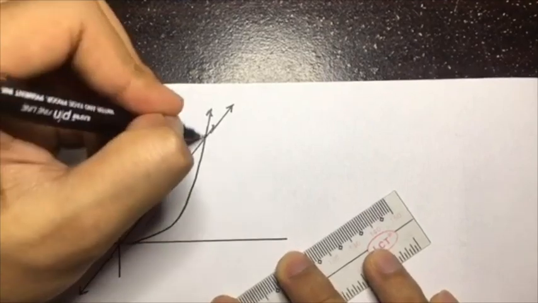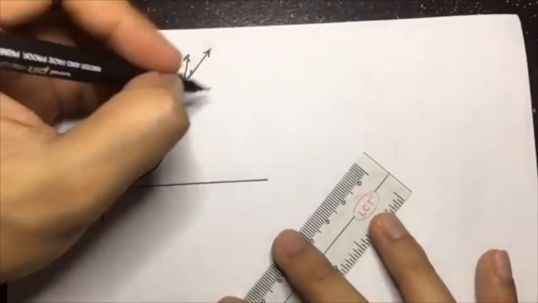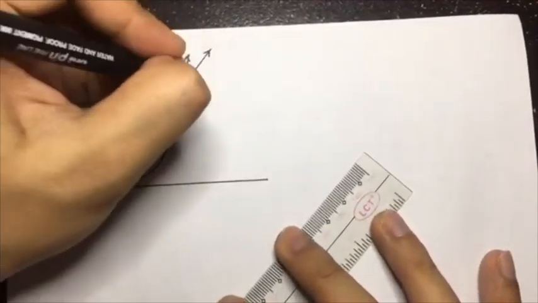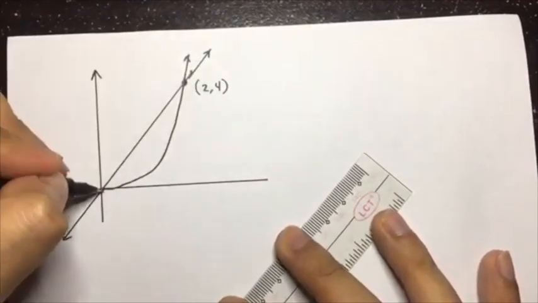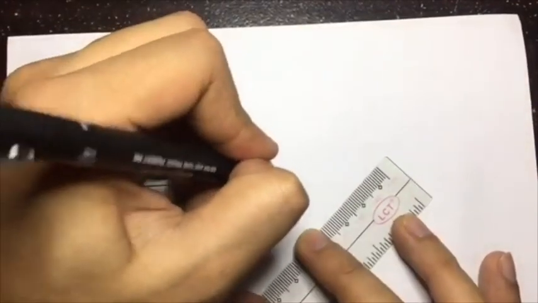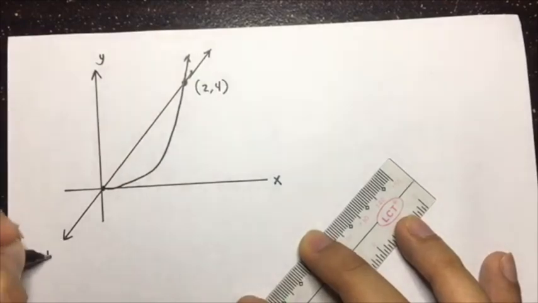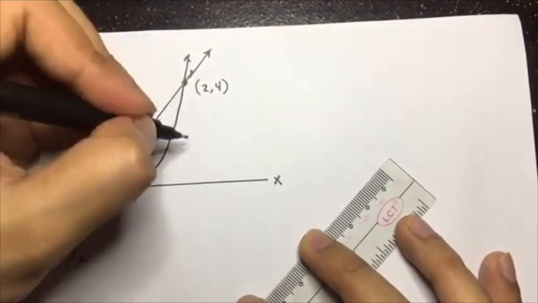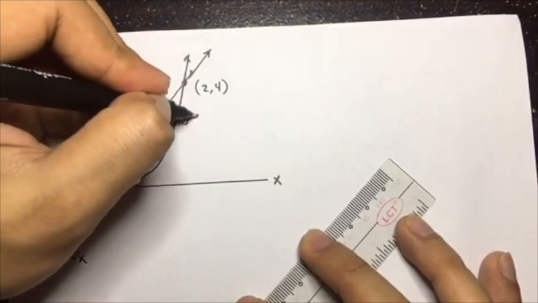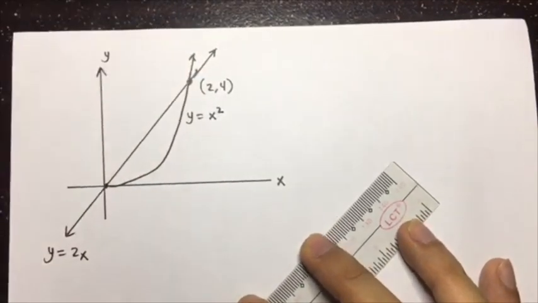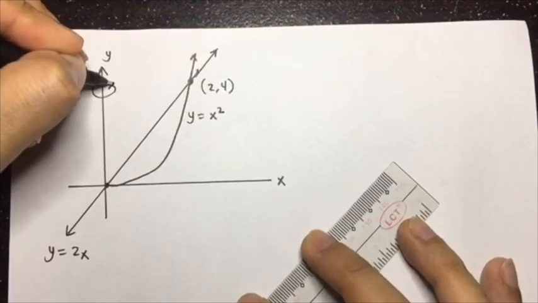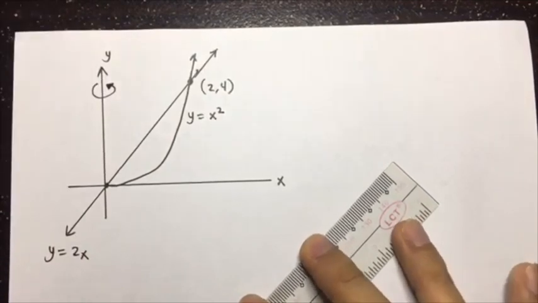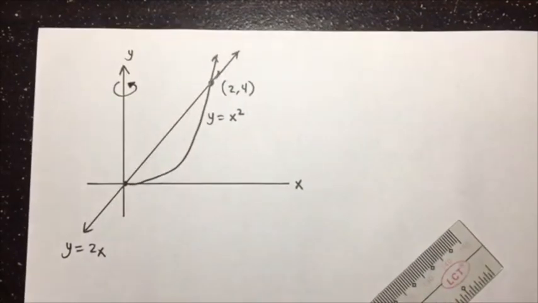Their intersection is at 2, 4, and the origin, right? This is the y-axis, this is the x-axis. The equation of the line is y is equal to 2x, and the equation of the parabola is y is equal to x squared. And then this is revolved about the y-axis.